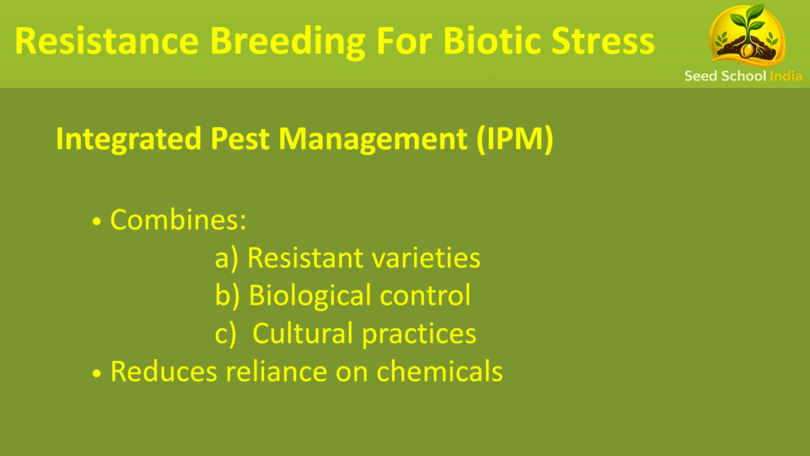Resistance breeding is most effective when combined with integrated pest management, or IPM. IPM includes cultural practices, biological control, and limited chemical use. Resistant varieties form the backbone of IPM systems. This integrated approach ensures sustainable and long term crop protection.